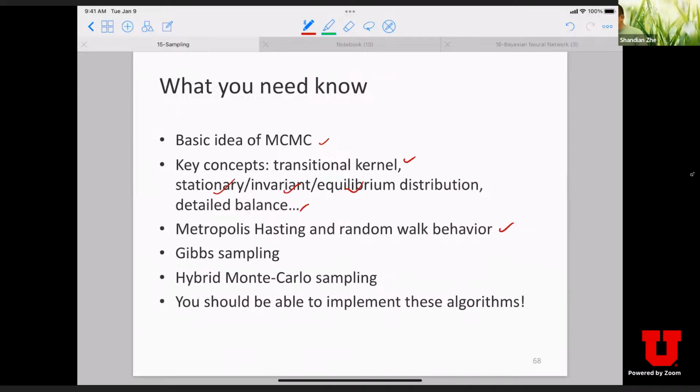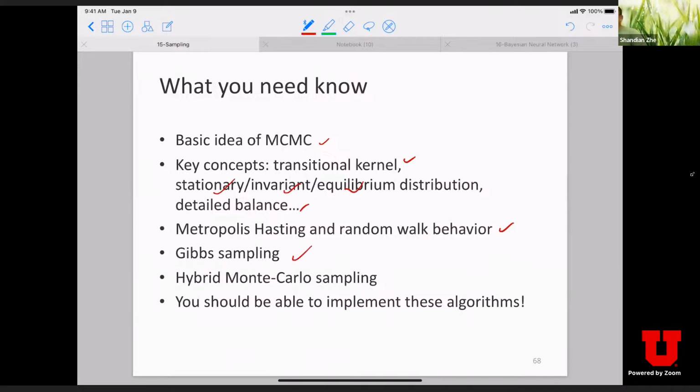And you should know what the general framework for Metropolis-Hastings is. And if you use just a symmetric proposal distribution, you get random walk behavior. What is random walk behavior? Why is random walk behavior a nightmare? We don't like it, I think.